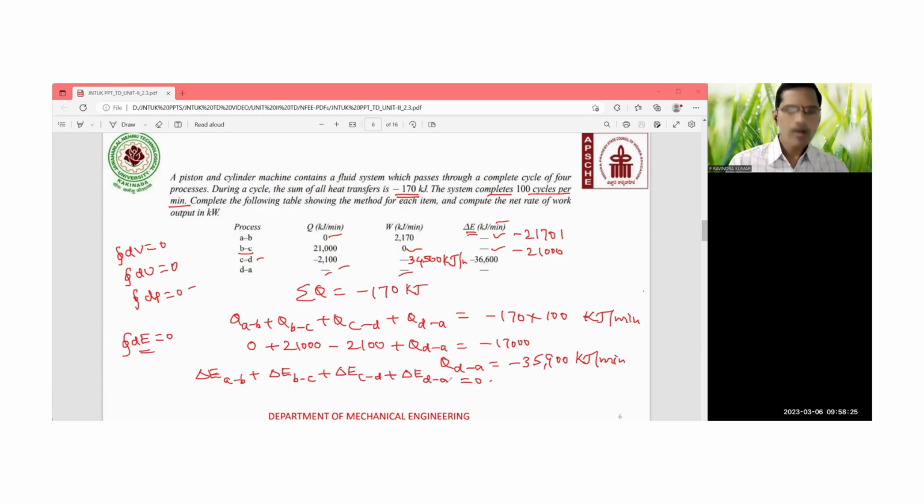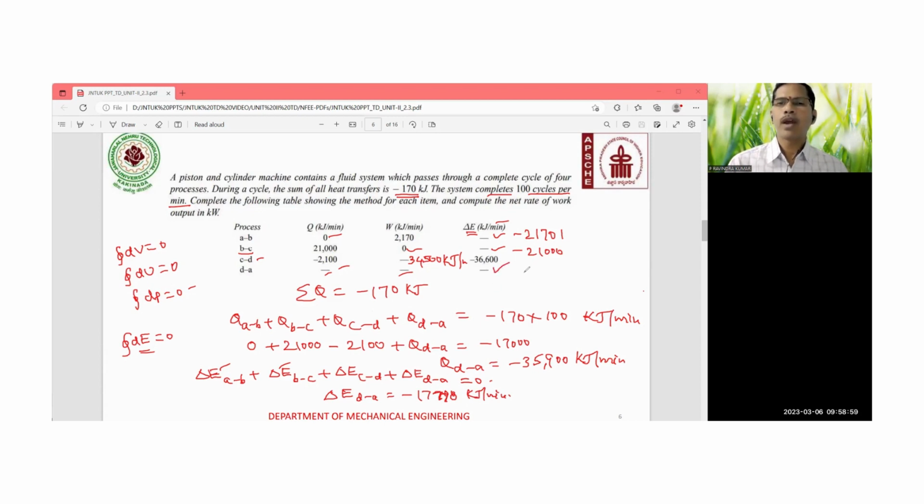When you substitute all these things here, that is delta E A to B, delta E B to C, and so on, then you are going to get delta E D to A. That delta E D to A, the answer is minus 17,770 kilojoule per minute, right? So now you have got this value also.